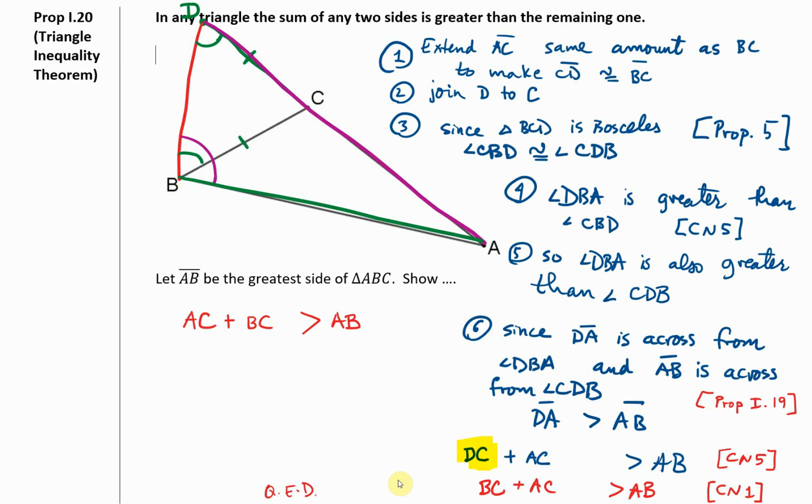This has great implications. It can be used to prove some fairly significant things, like the shortest distance between two points is a straight line. It can be demonstrated to prove certain facts about physics and optics. Okay? But we'll save those details for another day.